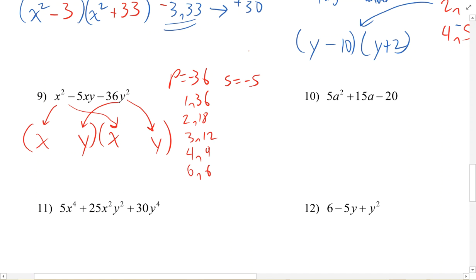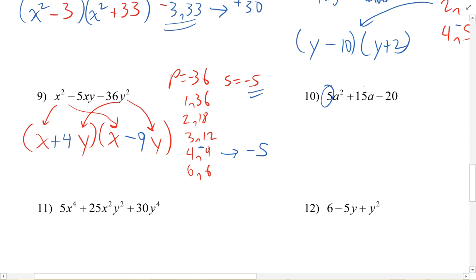So now which ones are 5 apart? Here's another way to think about it. Which one's 5 apart? Well, that would be 4 and 9. So this could give you a -5 only if 9 is negative. So we got x plus 4y, x minus 9y. Okay, so one more different scenario.